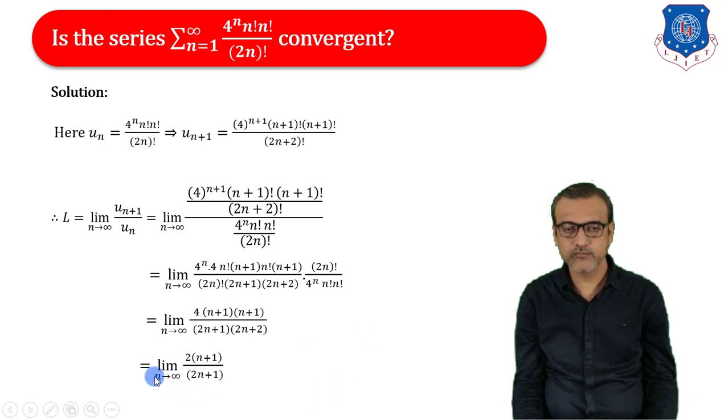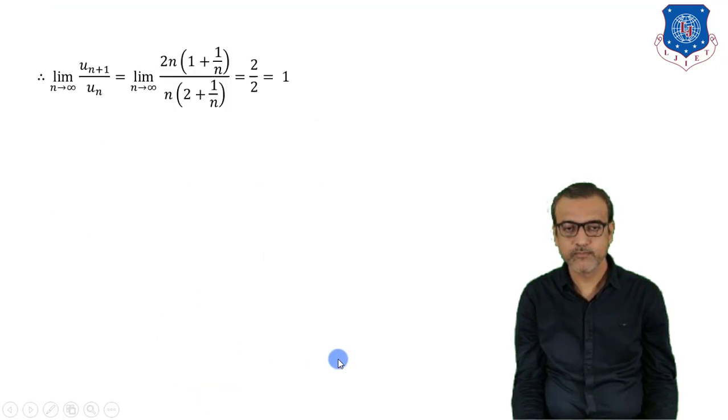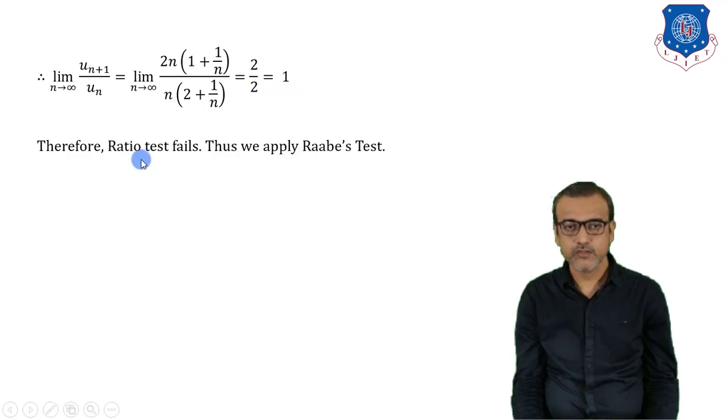So after simplification we have limit n tends to infinity of 2 into (n+1) divided by (2n+1). Now taking n common from the numerator and denominator, we have 2n into (1 plus 1 upon n) into (2 plus 1 upon n). Now this n and n will cancel out, and as n tends to infinity, 1 upon n tends to 0. So we have 2 into (1 plus 0) upon (2 plus 0), that is 2 upon 2, and that is equal to 1. Therefore the ratio test fails, thus we apply Raabe's test.